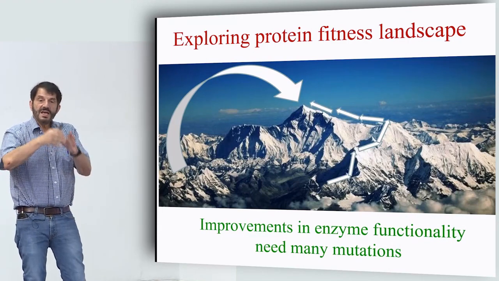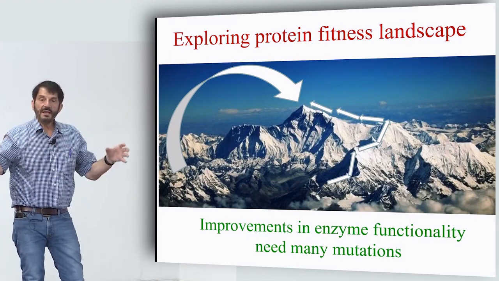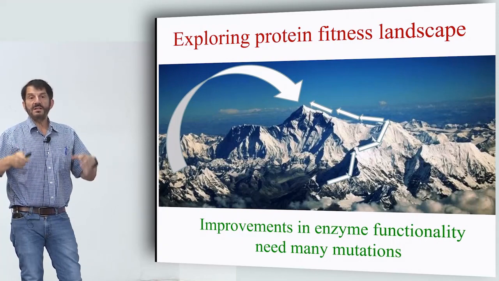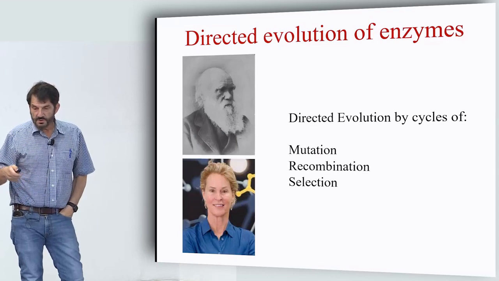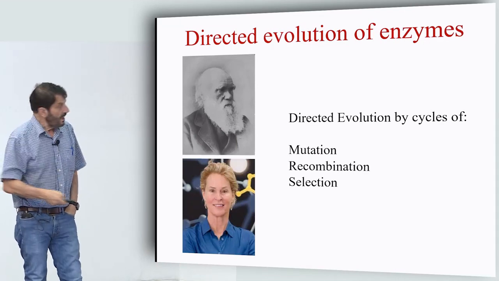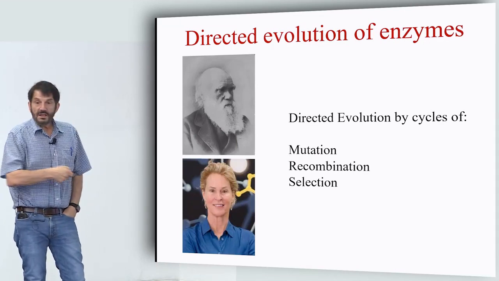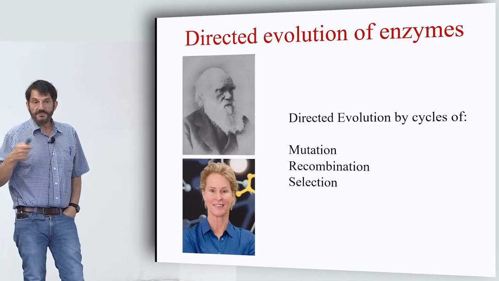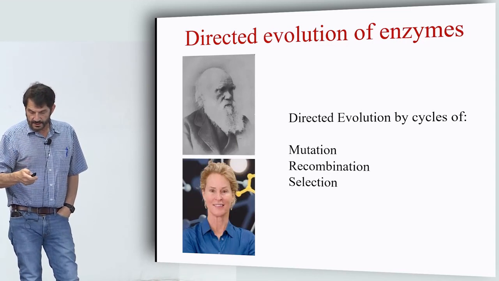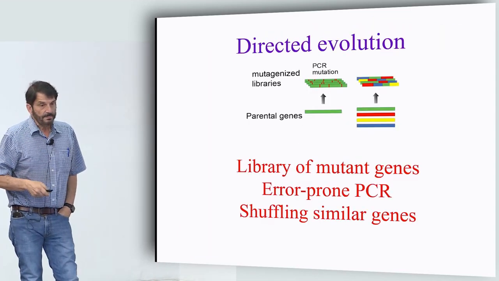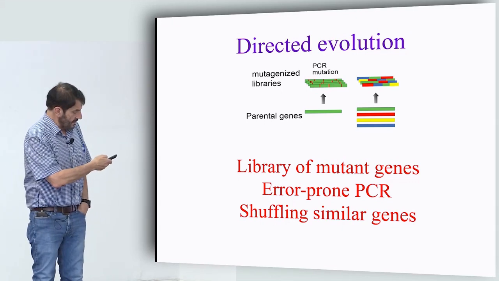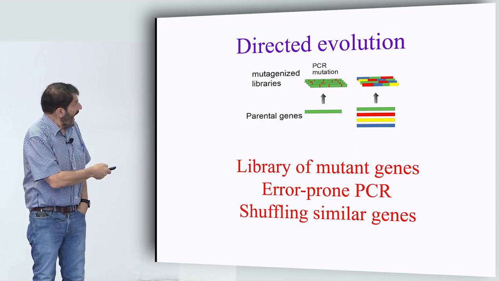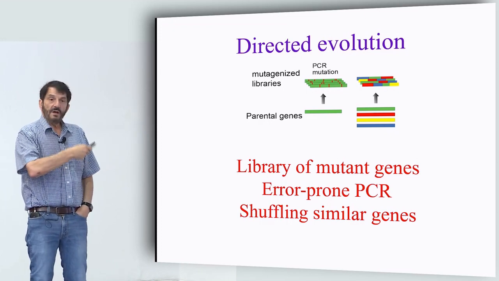The question is, in order to do this, you need many, many different variants. You need to make many different mutations to try and see it. So what you do is what's called directed evolution. Francis Arnold actually won the Nobel Prize a few years ago for inventing it. The concept is really very simple. You take the gene that codes for the enzyme. This is the parental gene, and you make a lot of errors.